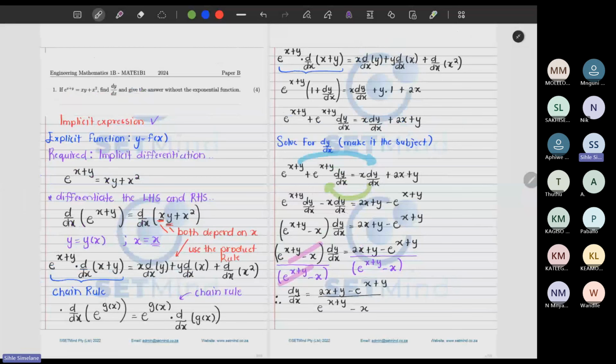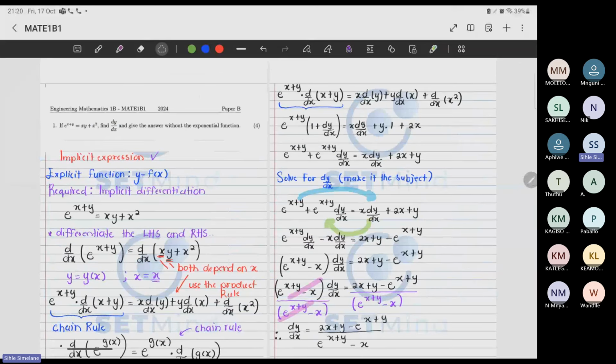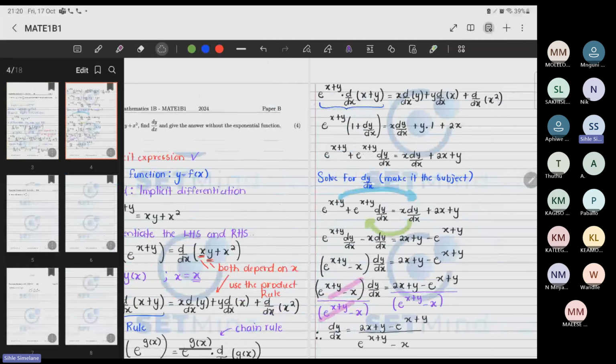And then the last part, we are done finding dy/dx. It says, give the answer without the exponential function. What is your understanding of that, guys? What do they mean by that? Okay, let me show you what they mean, guys. It's very easy, actually. They don't want the exponential function as part of our answer.